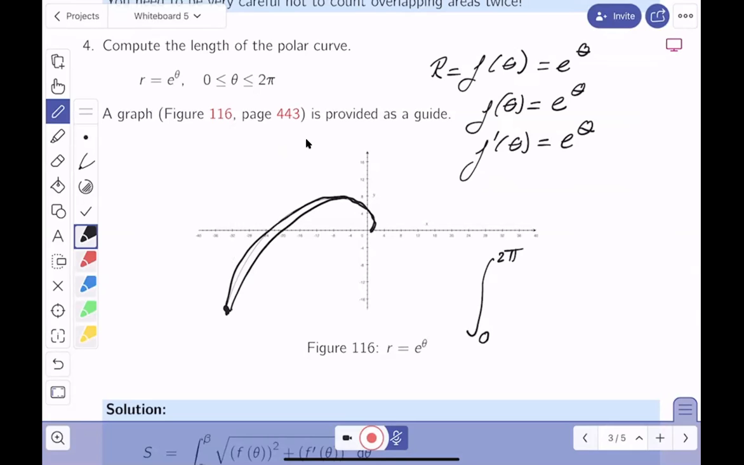Let me just see if that's true. 0, pi over 2 would be up there. Pi would be out there. It's a guide. Now, let me just take a look at that. E to the pi, e to the 2 pi. It's always going to be positive. Yeah, it's a partial graph. It's not completed out. But anyway, let's write this down.